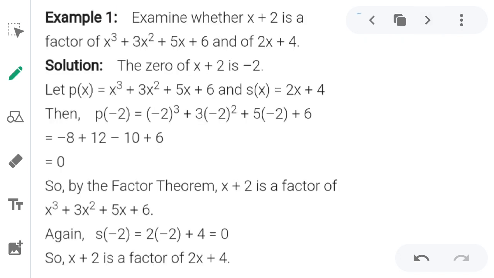Examine whether x plus 2 is a factor of x cubed plus 3x square plus 5x plus 6 and of 2x plus 4. We have to check whether x plus 2 is a factor of x cubed plus 3x square plus 5x plus 6 and also whether x plus 2 is a factor of 2x plus 4. This we have to check. Okay. Now according to the definition, it is given that x minus a is a factor of p of x if p of a equal to 0.